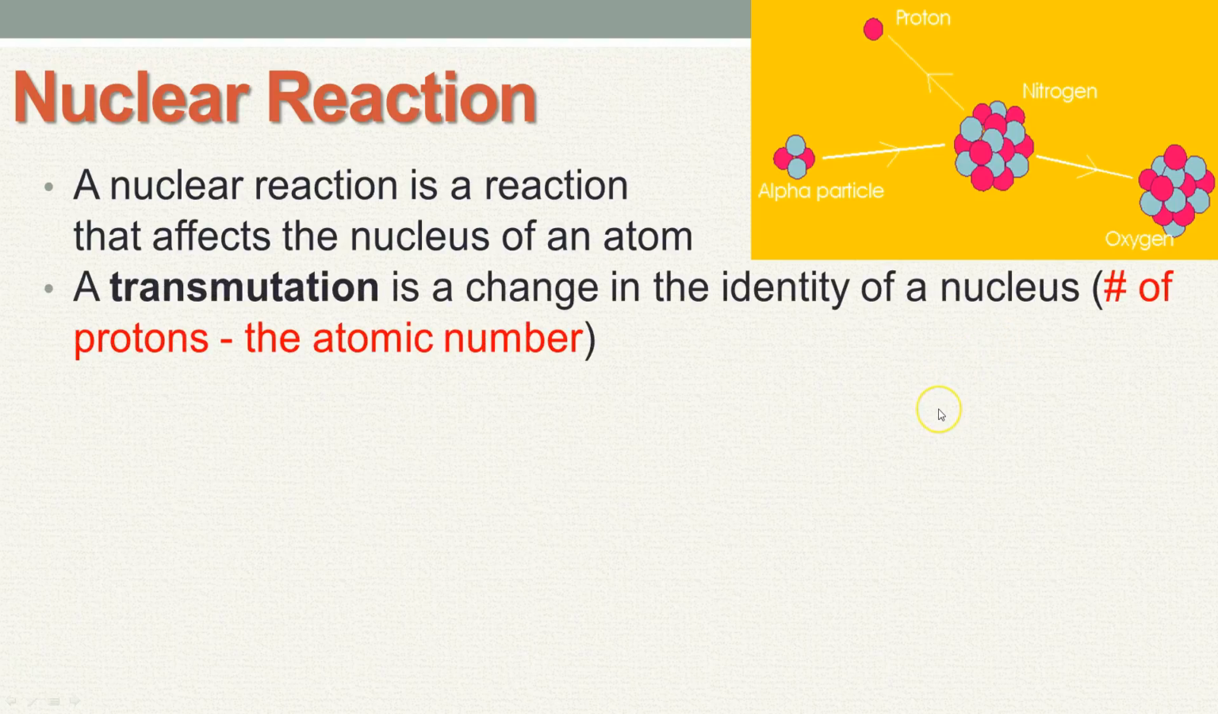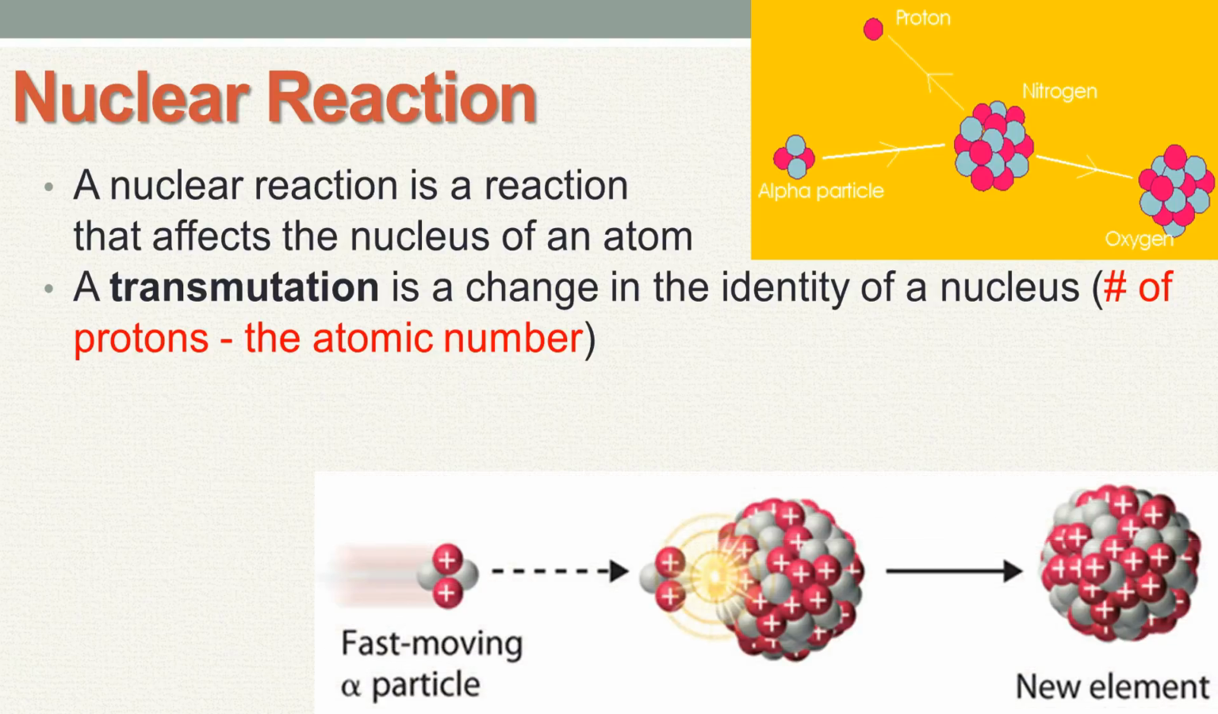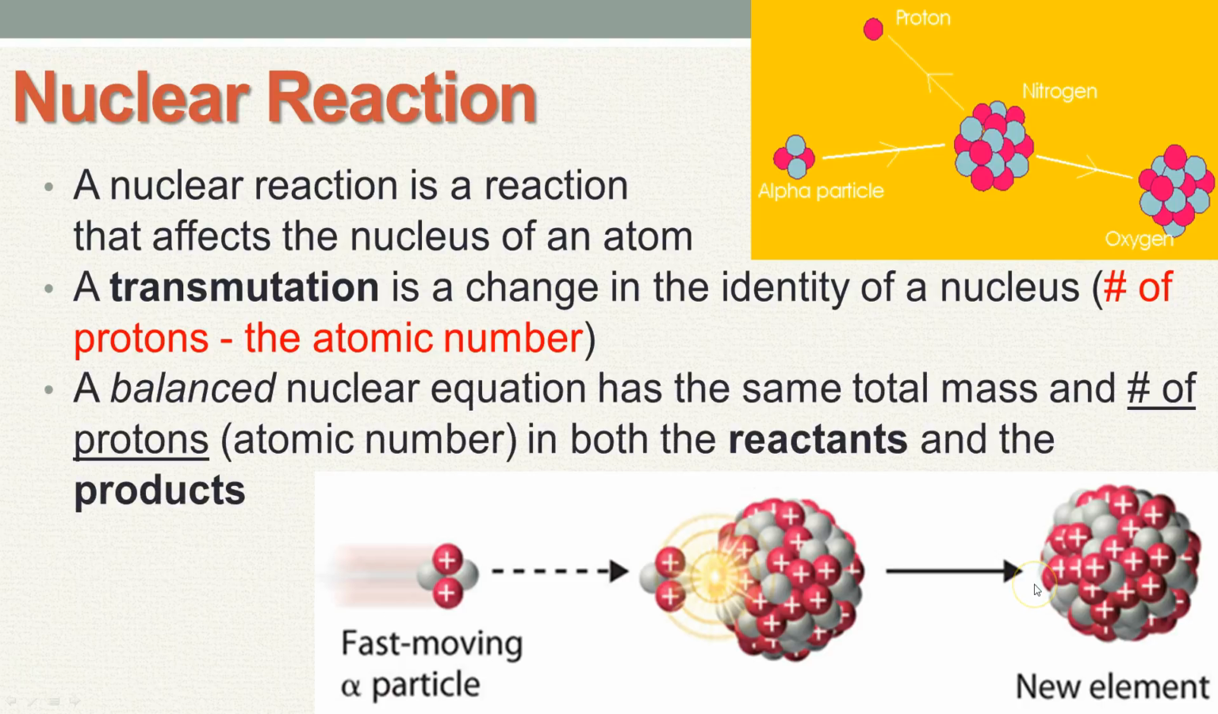A transmutation is the change in the identity of a nucleus. That's the number of protons, the atomic number. So here I have a fast-moving particle, in this case an alpha particle, hitting the nucleus of something, and we're going to get a new element spat out at the end.